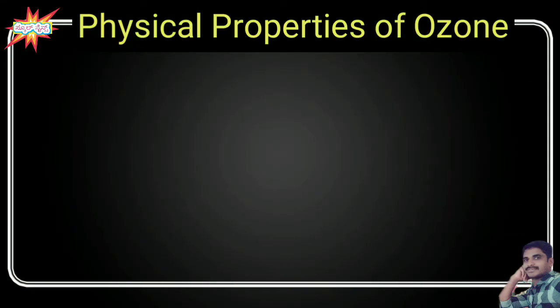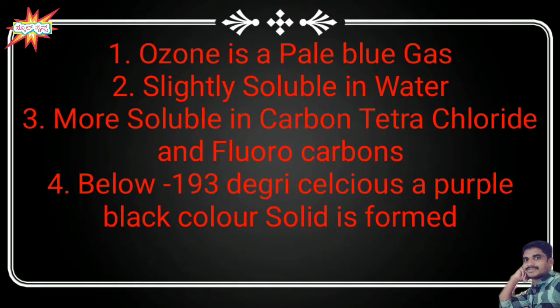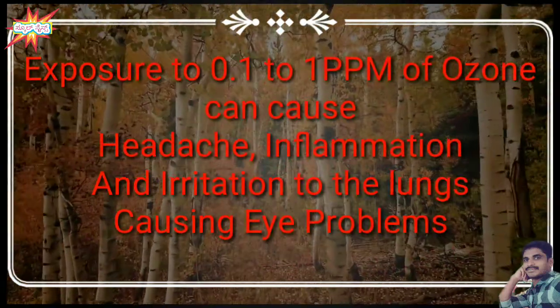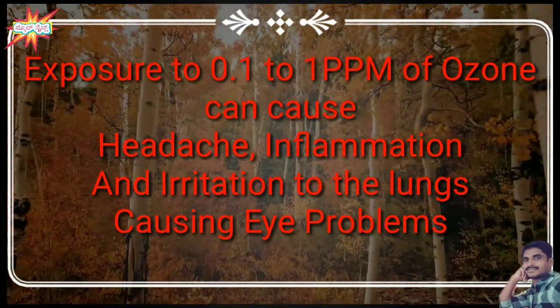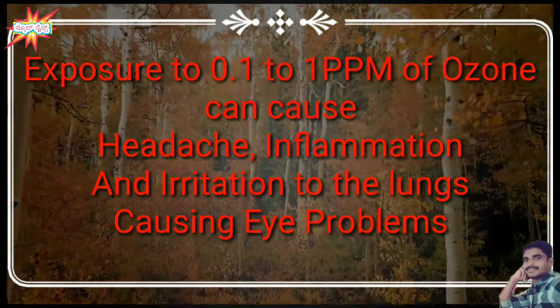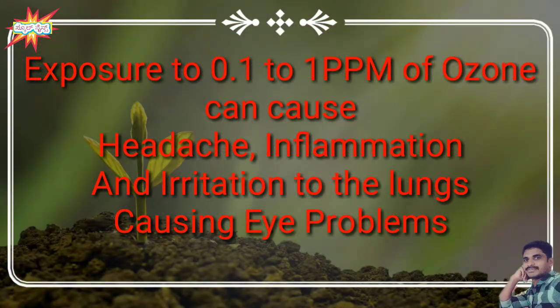Physical properties of ozone. Ozone is a pale blue gas, slightly soluble in water, more soluble in carbon tetrachloride and fluorocarbons. At temperatures below minus 193 degrees Celsius, a purple black solid is formed. Exposure to 0.1 to 1 ppm, parts per million, of ozone can cause headaches, inflammation and irritation to the lungs, causing eye problems and extinction of aquatic organisms.